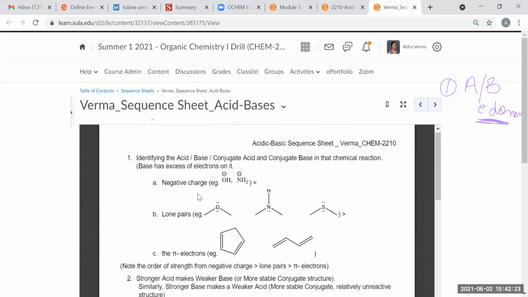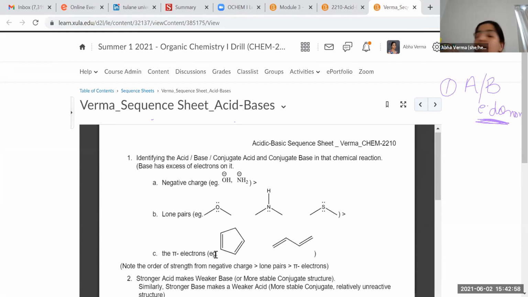So it has a negative charge, a positive charge, or lone pairs. There is no positive charge. Where is the positive charge? So it's just negative and lone pairs? Oh, yes, yes. The negative charge, the lone pair, and what is this? The pi minus electrons. The pi electrons. It's not pi minus. I just put a hyphen here. So again, tell me, what are the 3 base donors?